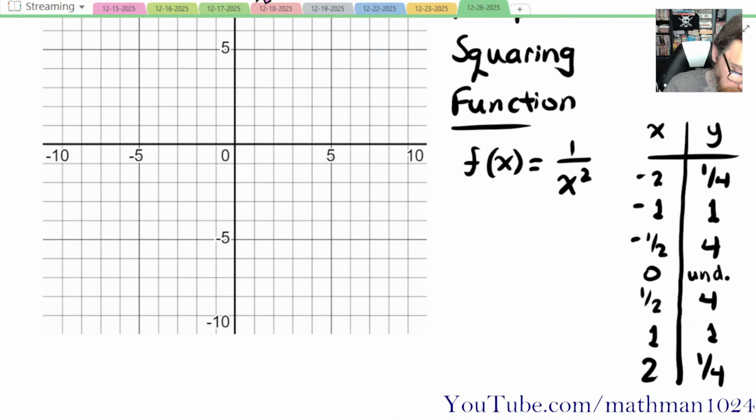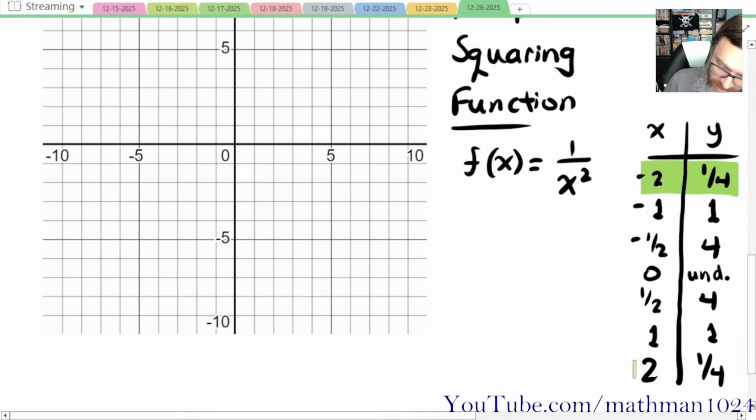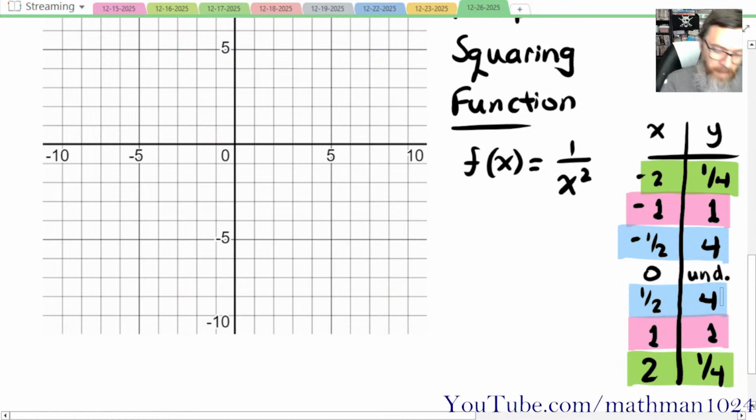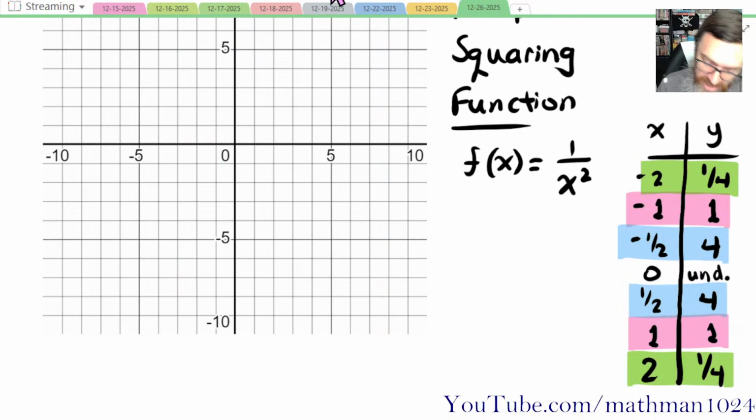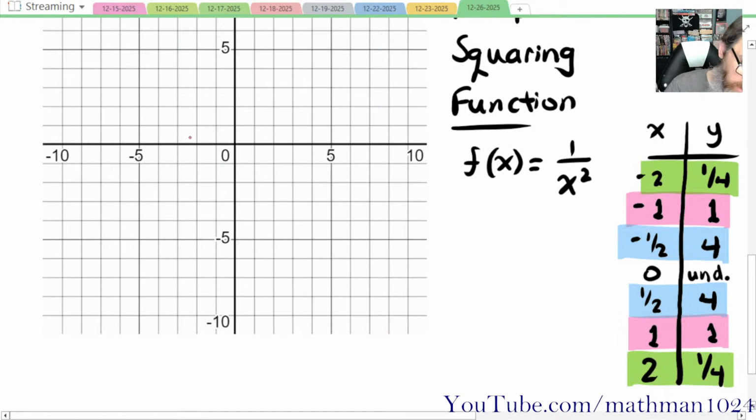So you're going to see here some symmetry on either side of your y-axis, which is super nice for us. So when I plot these guys, let's see, we've got -2 and positive 1/4, -1, 1, 1/2 is positive 4. And again, because we have that symmetry, just copy these guys on the other side of the y-axis just like that.